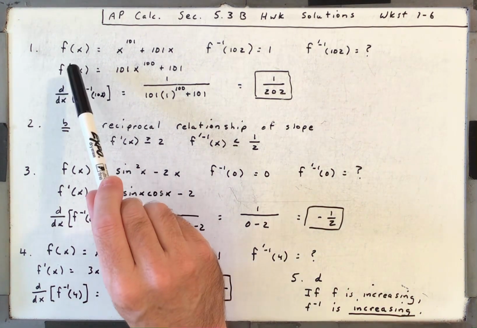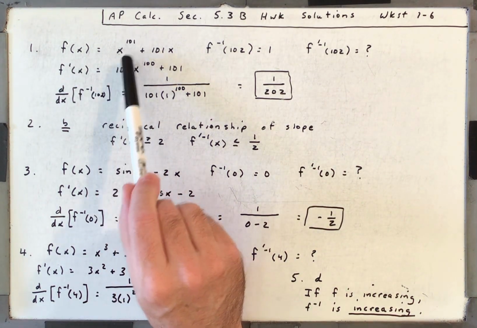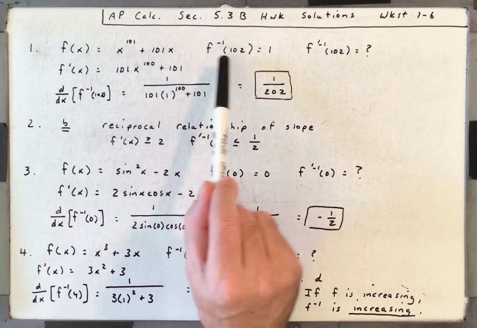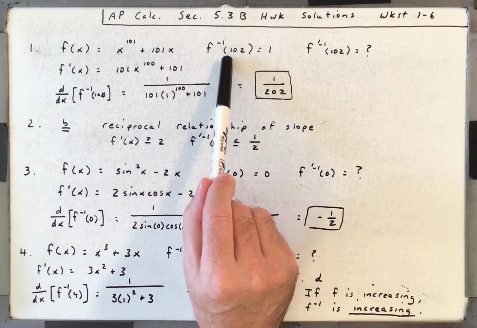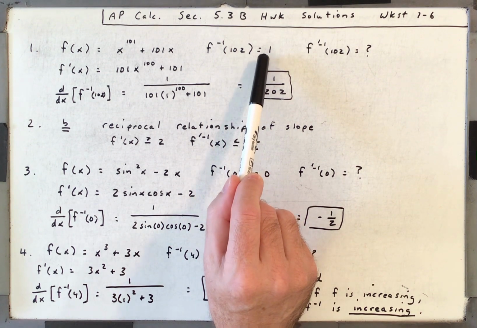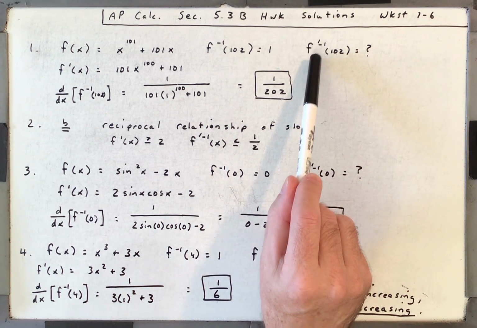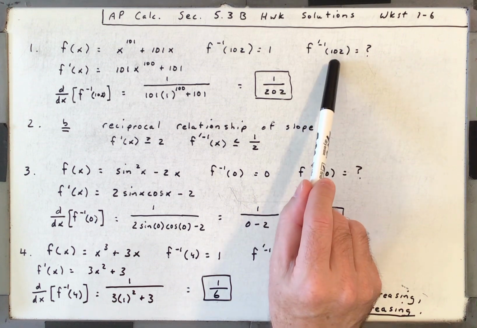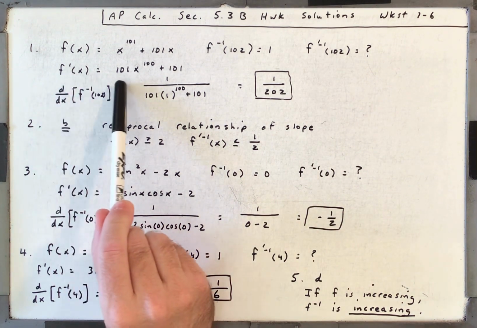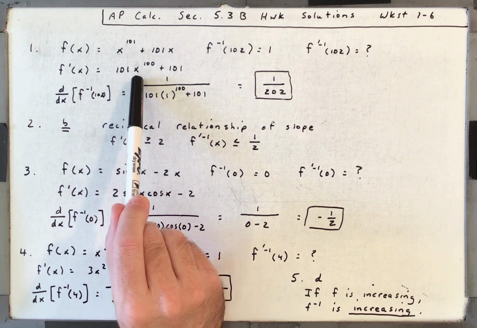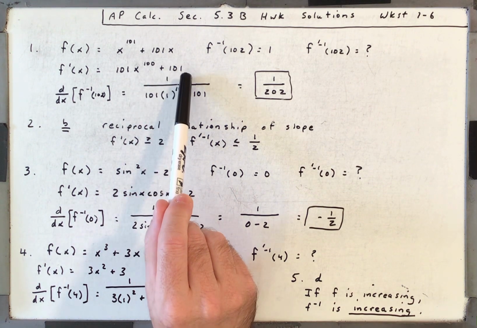Number 1, f of x is x to the 101st power plus 101x. We know that the value of the inverse function at 102 is equal to 1. So we want to know the value of the derivative of the inverse function at 102. So we're going to take the derivative of f of x, f prime of x, that's going to be 101x to the 100 plus 101.